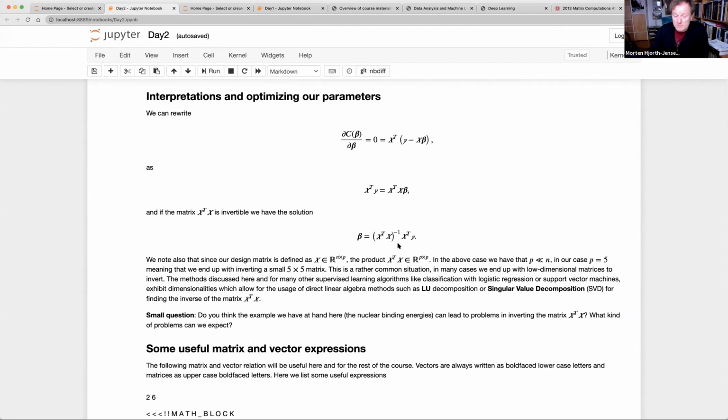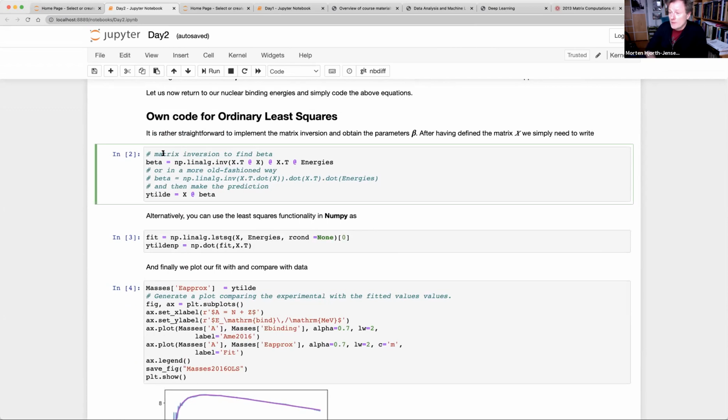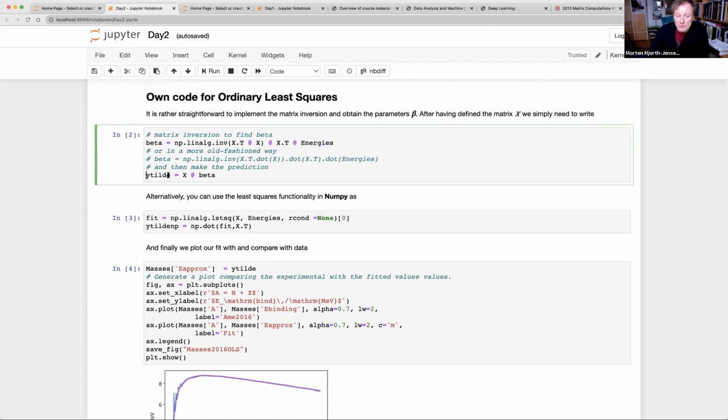Let's now look at how we can write this. One thing we can do, if we go to Python, when you have established the matrix, since this is a matrix which doesn't cause problems, I can actually perform a standard inversion. I would use the linear algebra package in NumPy, and calculate x transpose times x, invert it, and then multiply with x transpose and then my target, which is this one. That's the energies, the true values which I have. Then I have my beta here, which is given by the parameters. And when I have the optimal parameters beta, I make my prediction. That is my y tilde, and this is simply the matrix x times beta.